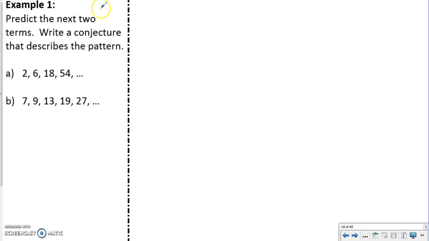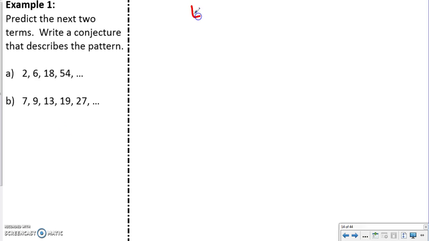All right, so example 1, if you go ahead and pause this so that you can copy this down. I didn't print these out because these are pretty simple examples, not a whole lot of complicated pictures or anything. So go ahead and pause and copy this into your skinny column on the left, and then we'll get working on them.